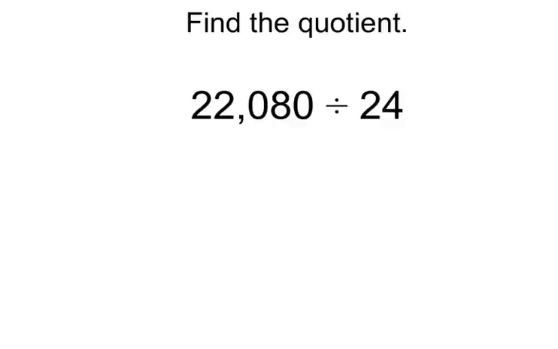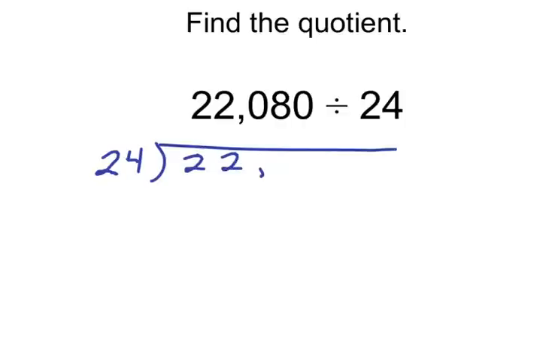All right, we are going to find the quotient on quarter 3, week 3, day 2. So we're going to have to rewrite this with a 24 outside of the box. And that's the divisor. And then the dividend is 22,080. I always put zeros at the end of the decimal just in case, so we'll see.